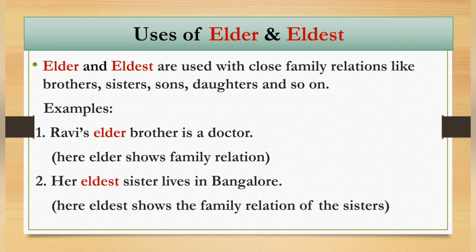Next is elder and eldest. Elder and eldest are used with close family relations like brothers, sisters, sons, daughters, and so on. We use elder when we speak about two family members, such as brothers, sisters, cousins, etc. And we use eldest when we speak about three or more family members. Examples, Ravi's elder brother is a doctor. Her eldest sister lives in Bangalore.